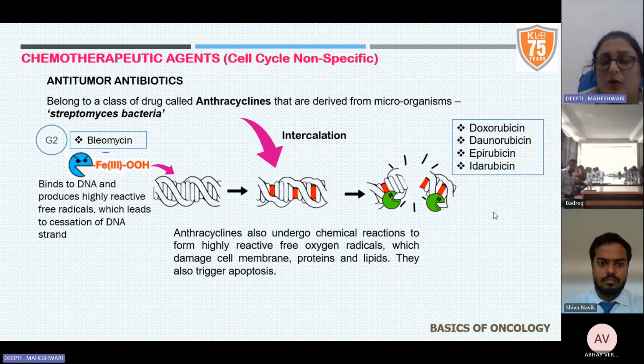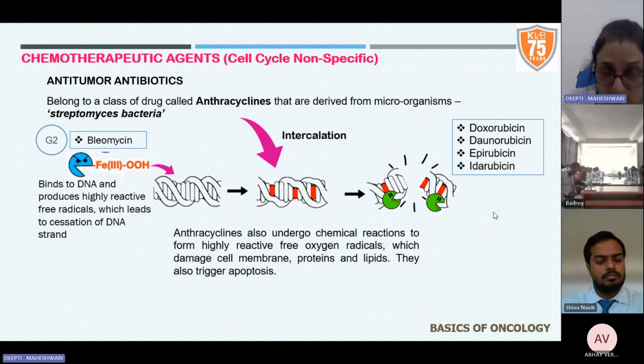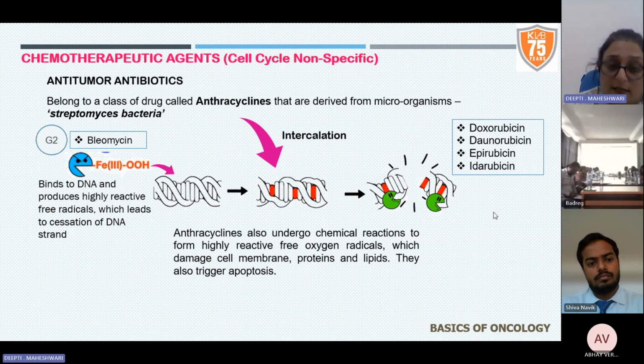Now, what happens to molecules like doxorubicin, daunorubicin, epirubicin, and idarubicin? Of course, these anthracyclines also undergo chemical reactions to form highly reactive free oxygen radicals. There you had free radicals, it could be any free radical, but here you have oxygen free radical. Oxygen's valency is 2, so 2 oxygen atoms attach to form an oxygen molecule. But if a free oxygen is there, it becomes an oxygen radical.